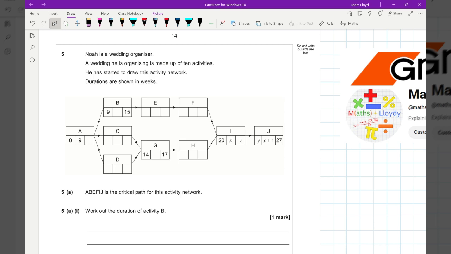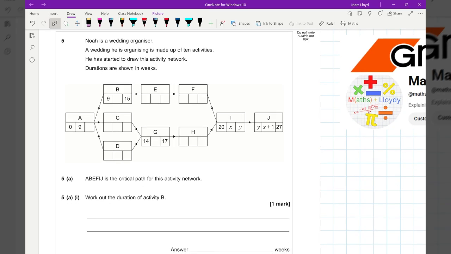We're on question 5. We have another activity networks question, which is very rare, they come up twice. So Noah is a wedding organizer.